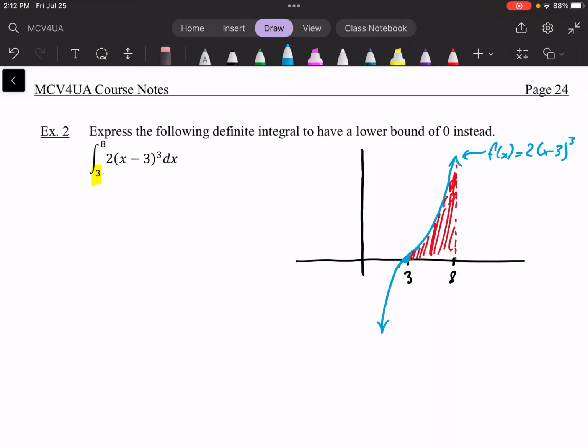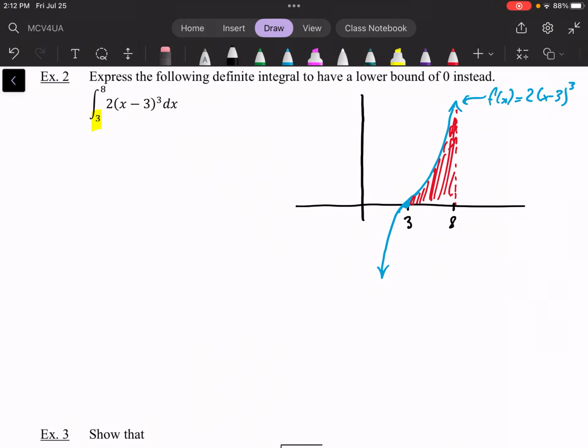Well, what we want to try to do is change it. I'm going to redraw this right here. So now the graph goes right through 0 instead. We're going to have a different value over here. And we want the area to be the exact same thing.